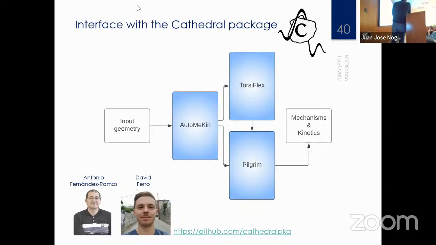And so what we are doing is this. This would be the workflow in the future. You get the input geometry. Automaking would provide a reaction network. The reaction network could in the future be complemented with the conformers, and everything will be fed into Pilgrim to predict accurate kinetics. Okay?